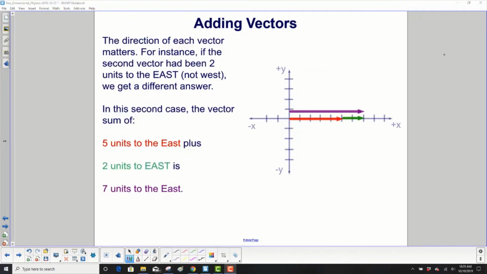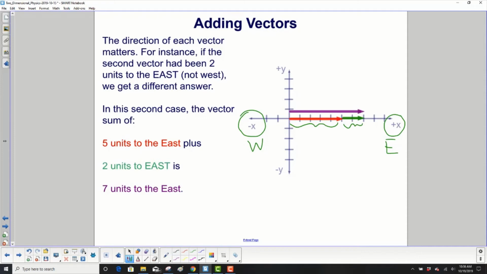Let's see why the direction of each vector matters. What if, instead of adding the second vector as 2 to the west, it was 2 to the east? And notice, we don't have east or west on this, just showing that there's different ways to represent it, right? We've got plus x here and minus x. Plus x would be east, minus x would be west. So let's start again with the red vector, 5 units to the east, or in the positive x direction. Then we take the tail of the second vector, again, put it on the tip of the first one, but this way it's pointing to the right, to the east.